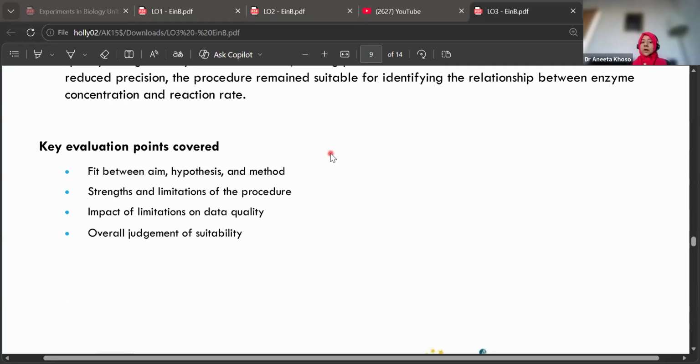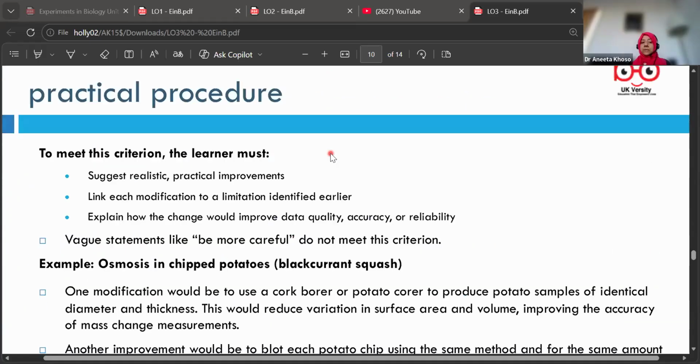The key evaluation points covered were fit between aim, hypothesis, and methods, strengths and limitations of the procedure, impact of limitations on data quality, and overall judgment of suitability.